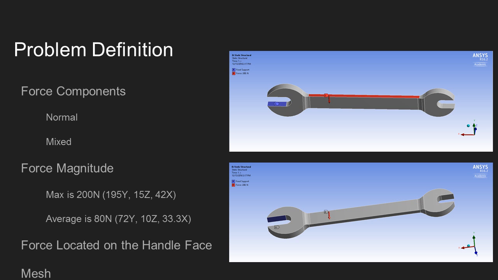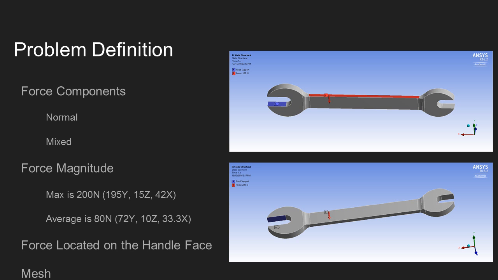Definition of the problem. The blue areas that you can see highlighted in the pictures are fixed. They'll simulate a nut. The red area is where we apply the force to the wrench that simulates a hand turning it. Force components are split between normal and mixed. Normal is just in the y direction, mixed is in all three coordinate axes.